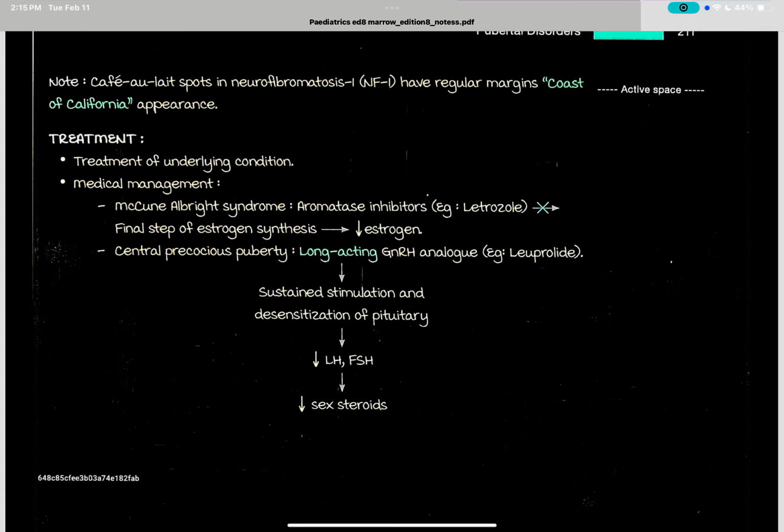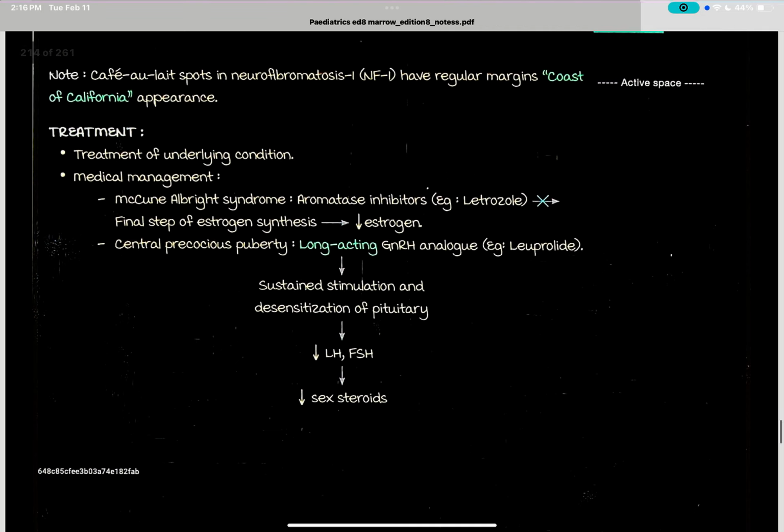Medical management of McCune-Albright syndrome: an aromatase inhibitor, for example letrozole, blocks the final step of estrogen synthesis and decreases estrogen. Central precocious puberty is managed with a long-acting GnRH analog, for example leuprolide. Sustained stimulation causes desensitization of the pituitary, with decreased luteinizing hormone and follicle stimulating hormone, and decreased sex steroids.